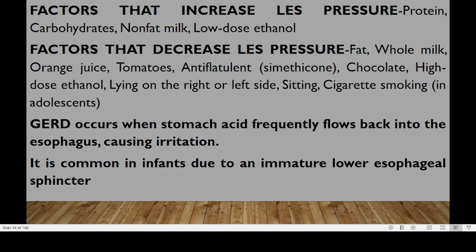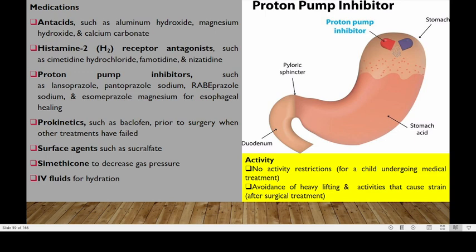We have some foods that can increase lower esophageal pressure, like proteins, carbohydrates, and non-fat milk. While factors that can decrease lower esophageal pressure include fats, whole milk, oranges, tomatoes, anti-flatulents, chocolate, high dose ethanol, lying on the right side or left side, and cigarette smoking. Gastroesophageal reflux disease occurs when stomach acid frequently flows back into the esophagus, causing irritation. It is common in infants due to the immature lower esophageal sphincter that we talked about in the introductory section.